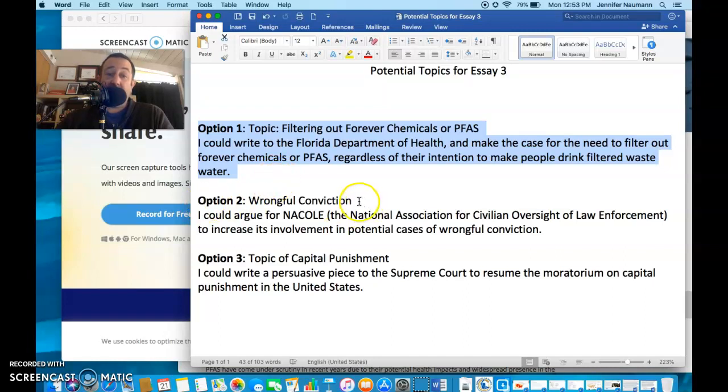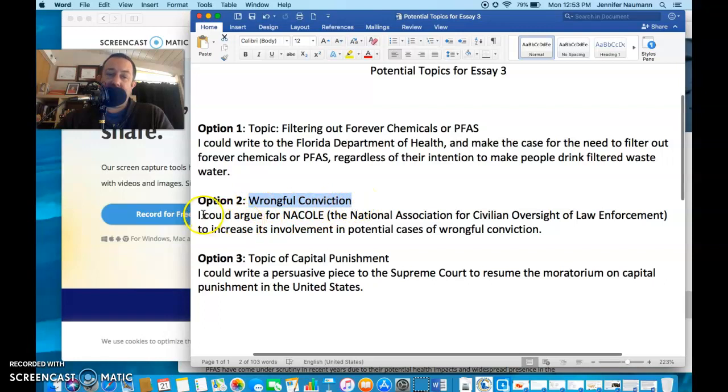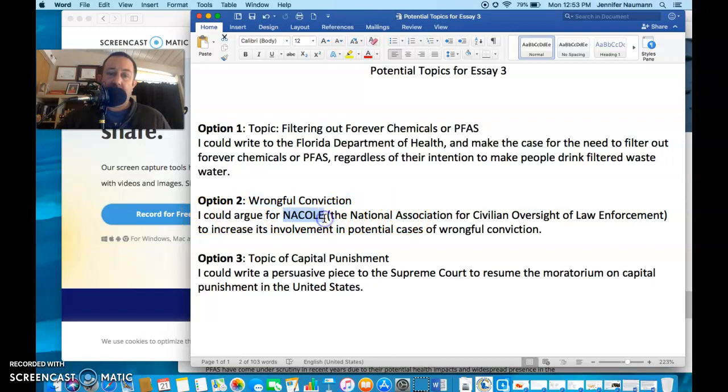Option 2 here, which more fits the paper that I did write for essay 2, was about wrongful conviction. When I was researching this, I looked at the group NACOLE, the National Association for Civilian Oversight of Law Enforcement, for a number of reasons. One, they're a civil regulatory agency and they don't have much oversight power to begin with. But I didn't feel like when I was writing my paper that they did enough to help fight wrongful conviction. At least not that I could see. Maybe not that I'm aware of.